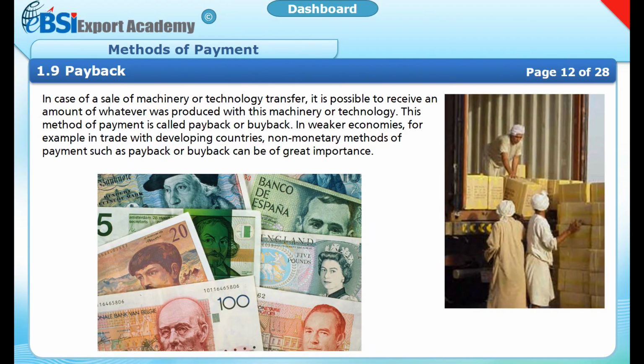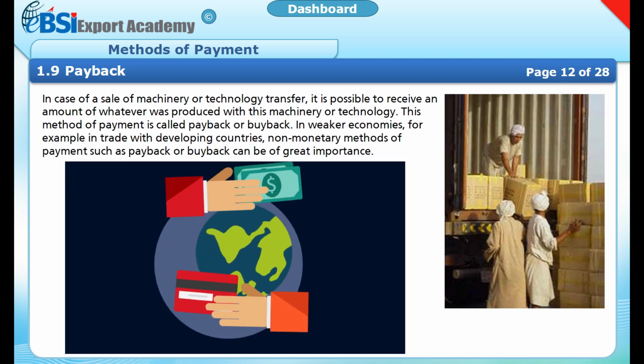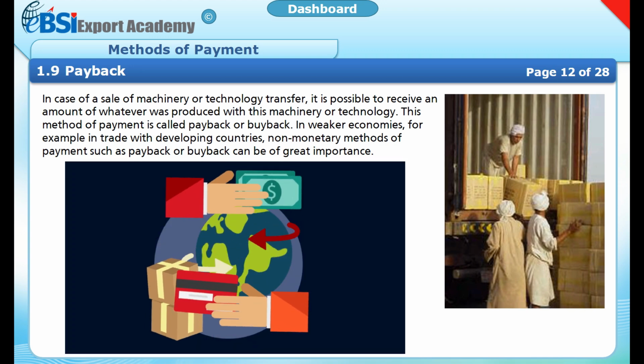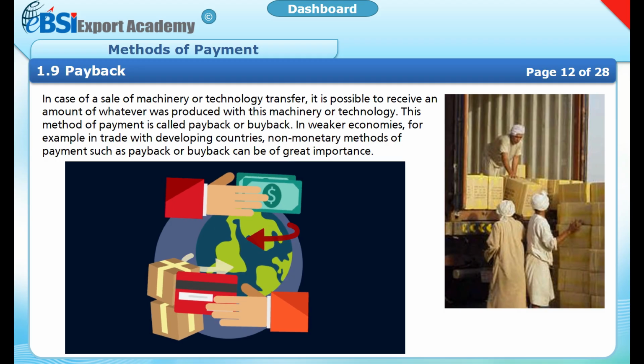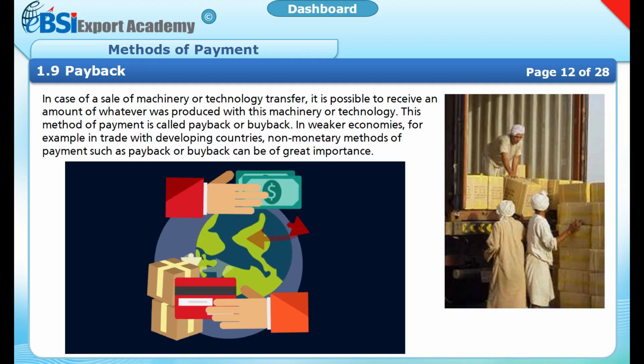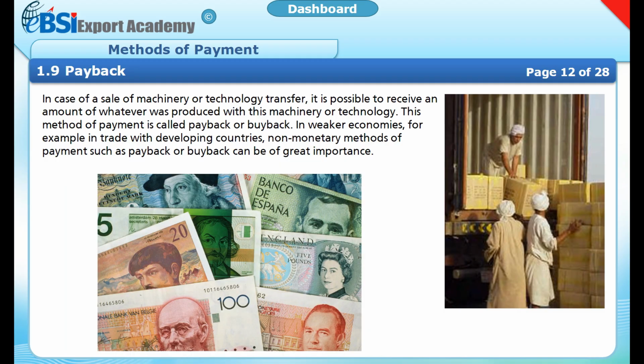Payback. In case of a sale of machinery or technology transfer, it is possible to receive an amount of whatever was produced with this machinery or technology. This method of payment is called payback or buyback. In weaker economies, for example in trade with developing countries, non-monetary methods of payment, such as payback or buyback, can be of great importance.